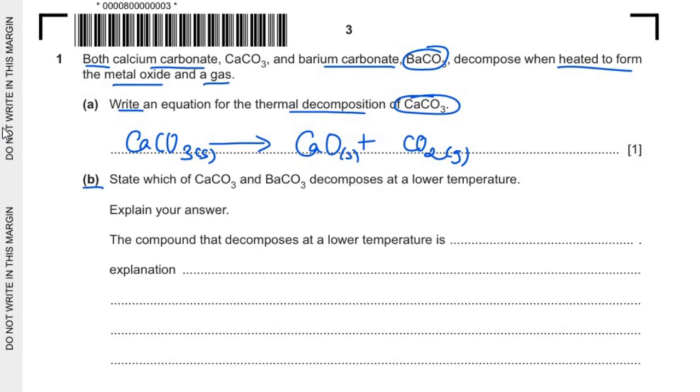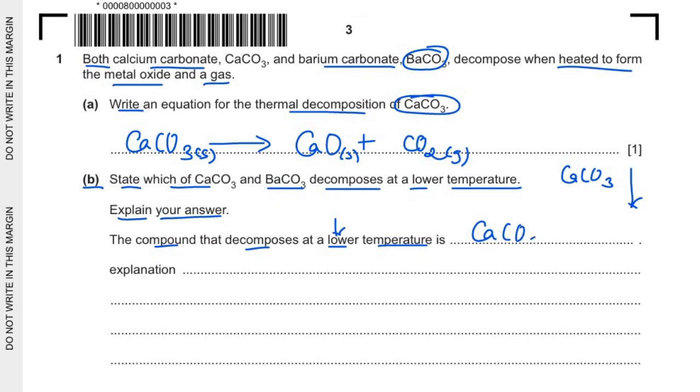Now if we go ahead with part B: state which of calcium carbonate or barium carbonate decomposes at a lower temperature and explain your answer. If we know the trend of group 2 carbonates, the thermal decomposition temperature increases down the group. You can say the thermal stability increases down the group. So if we are talking about a lower temperature, then it is calcium carbonate, because barium carbonate decomposes at a higher temperature.